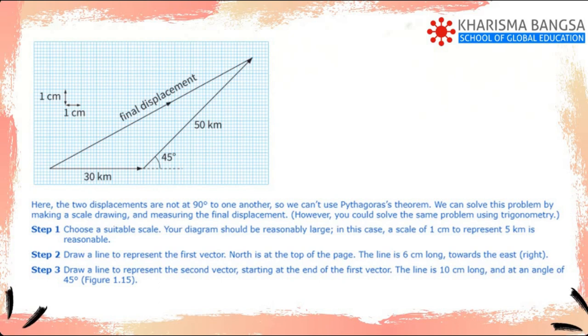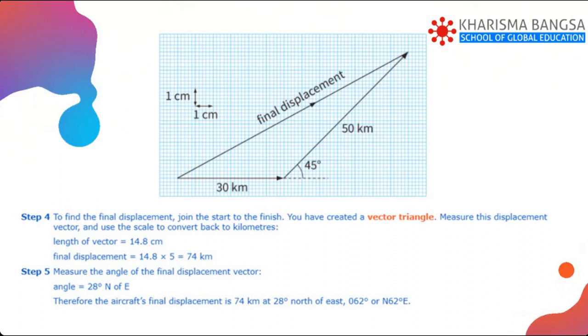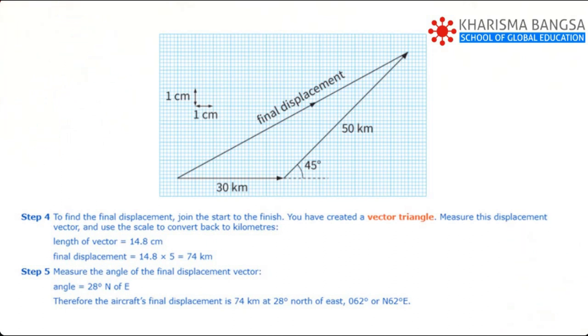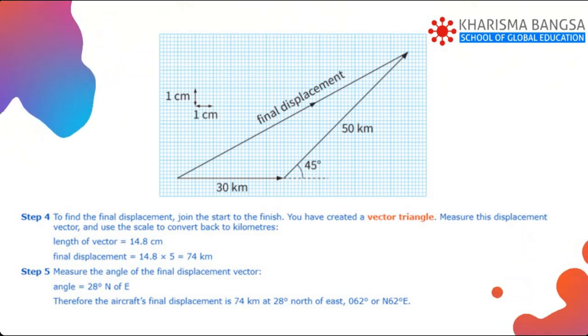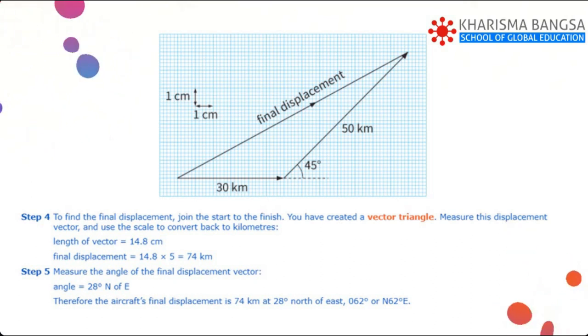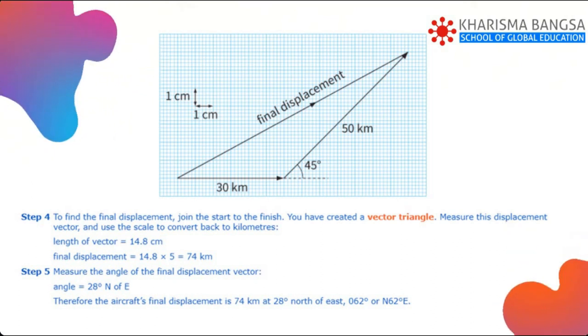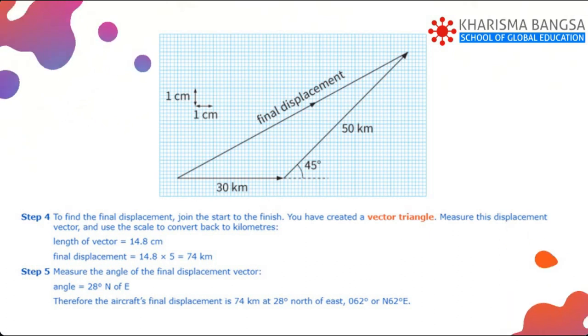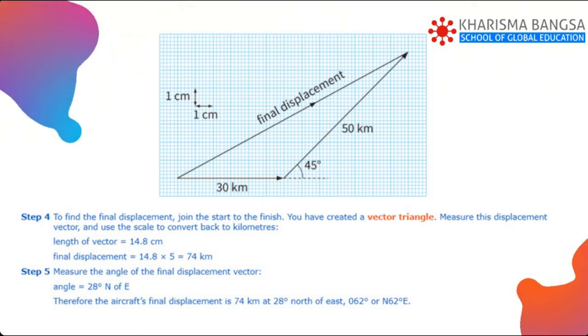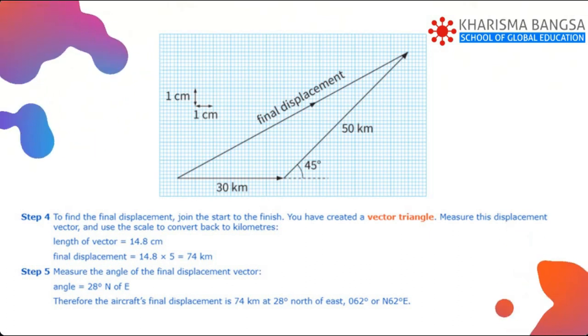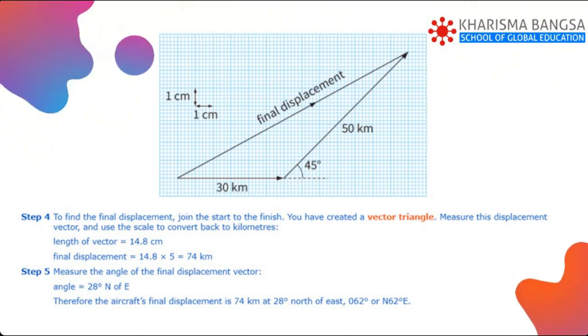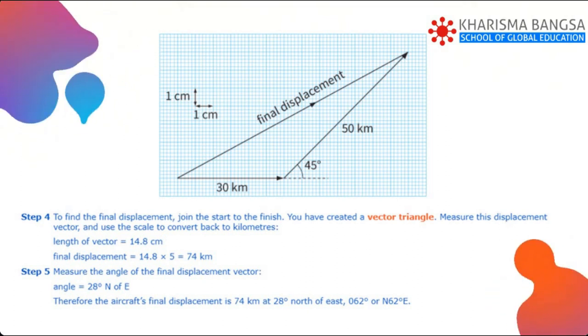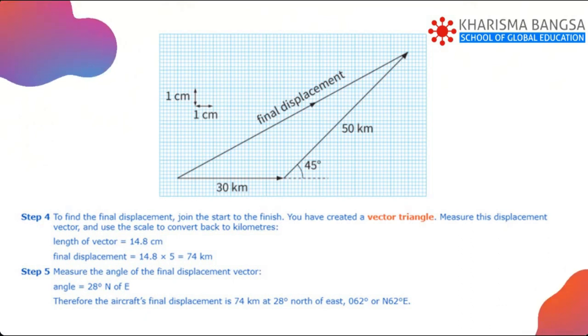To find the final displacement, you need to join the line from the start to the finish. From that, you have already created a vector triangle. After that, measure this displacement vector and use the scale to convert back to kilometers. From the picture, we can find that the length of the vector is 14.8 centimeters. Thus, the final displacement is 74 kilometers.